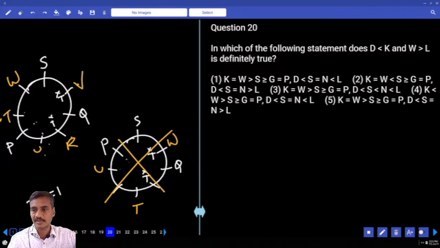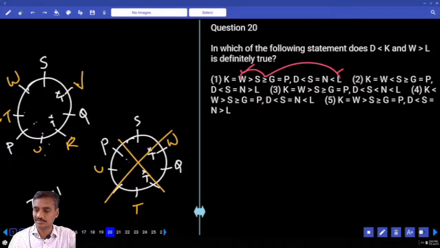Then 20th. Now in this question number 20, D lesser than K and W greater than L must be definitely true. D lesser than K, W greater than L, definitely true. From what is given, we can definitely solve it. Now in this one, D lesser than K must be true and W greater than L. Then W is here, L is here. Which element is common? S is common.